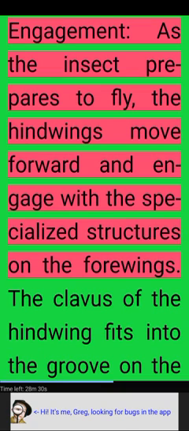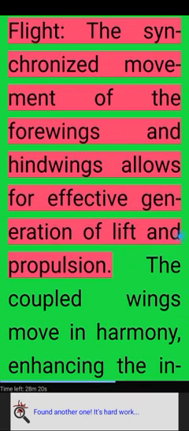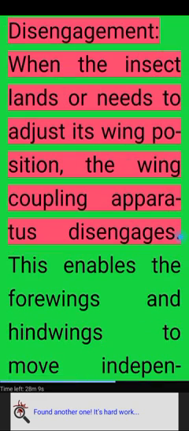Engagement. As the insect prepares to fly, the hindwings move forward and engage with the specialized structures on the forewings. The clavis of the hindwing fits into the groove on the forewing, creating a mechanical connection. Flight. The synchronized movement of the forewings and hindwings allows for effective generation of lift and propulsion. The coupled wings move in harmony, enhancing the insect's ability to maneuver and maintain stable flight.